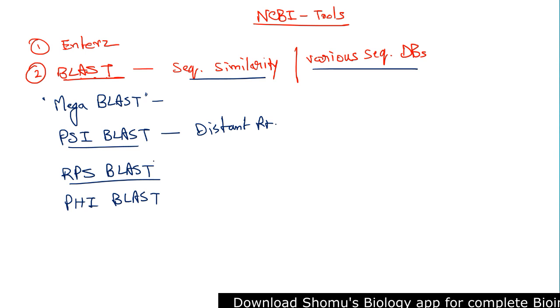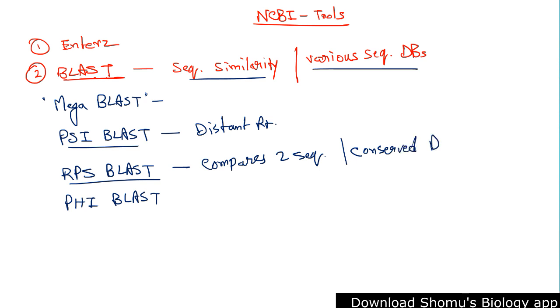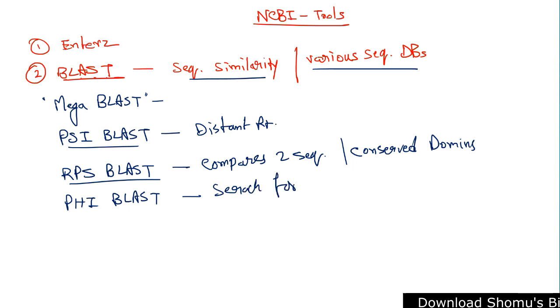Then we have RPS BLAST, which compares a sequence to a collection of conserved domains. Okay, so searching is only based on the conserved domains. And we have PHI BLAST. It will search for what? Patterns. It will search for patterns in the given sequence.